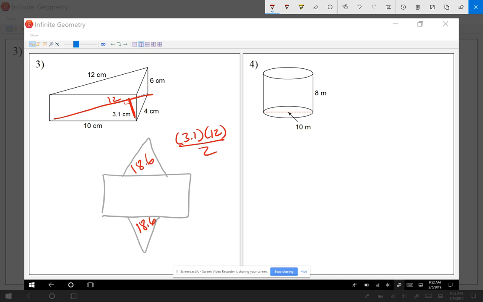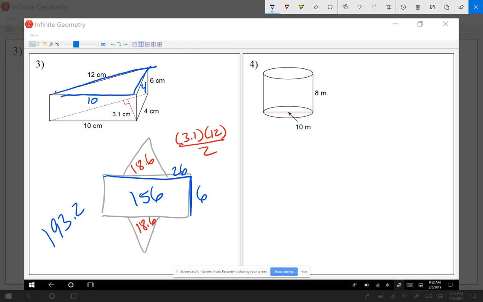Now for the big rectangle, the short side is the number that has nothing to do with your triangles, which in this case is 6. The long side of the rectangle, you're adding all the sides of your triangle. One side is 12, the other side is 4, the other side is 10. I'm going to add all three, which is 26, the perimeter of the triangle. So for the rectangle in the center, I'm just going to go 26 times 6, which is 156. And then I'm just going to add everything, and it gives me 193.2. Good? So far, so good.